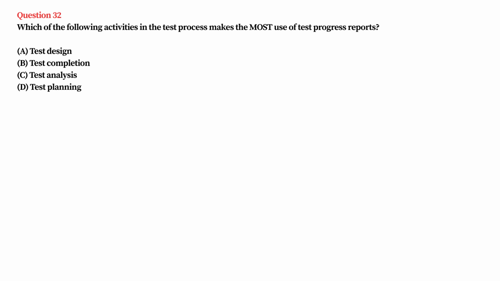Answer A is not correct. Test progress reports are mostly used during test monitoring and control, and test completion, not during test design. Answer B is correct. A test completion report is prepared during test completion, when a project, test level, or test type is complete and when, ideally, its exit criteria have been met. This report uses information from test progress reports and other data.